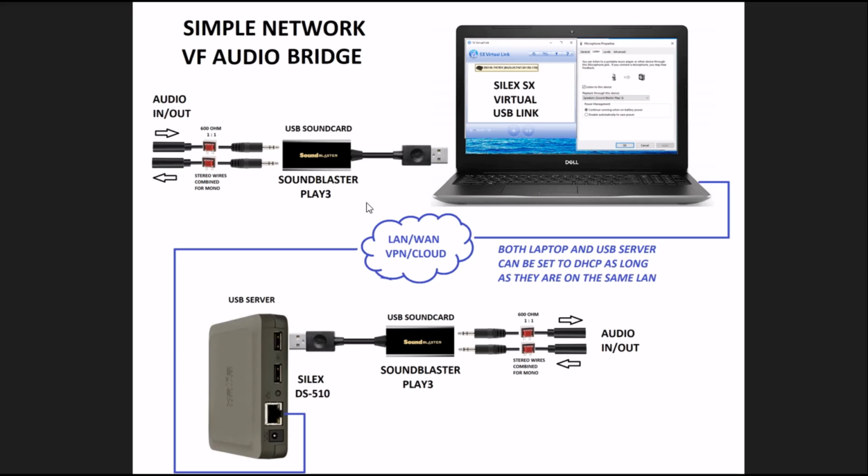And the other cool thing about it is that because this program knows the MAC address of the server here, you can have both your PC and the server on DHCP, so they can get assigned random IP addresses, and they'll still be able to find each other no matter what IP addresses they have, as long as they're on the same LAN. So that's another cool feature about it.